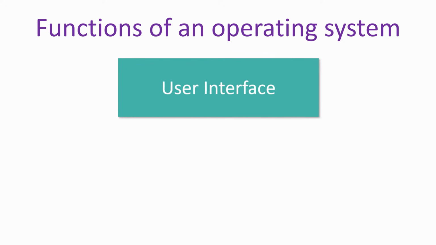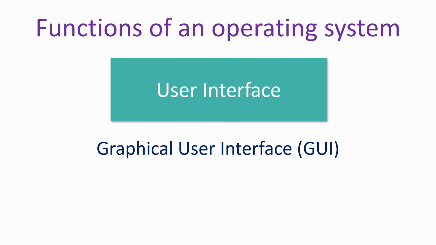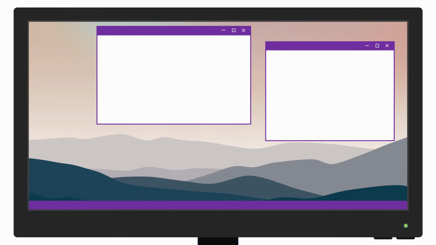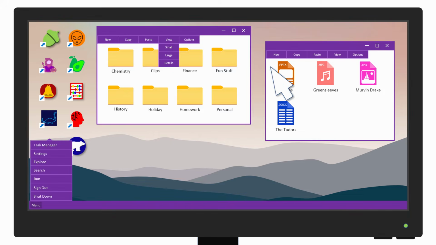The first function of an operating system is to provide a user interface. A user interface allows the user to interact with the computer and its applications. Depending on the operating system, it might be a graphical user interface, or GUI for short. Graphical user interfaces include windows, icons, menus, and pointers.